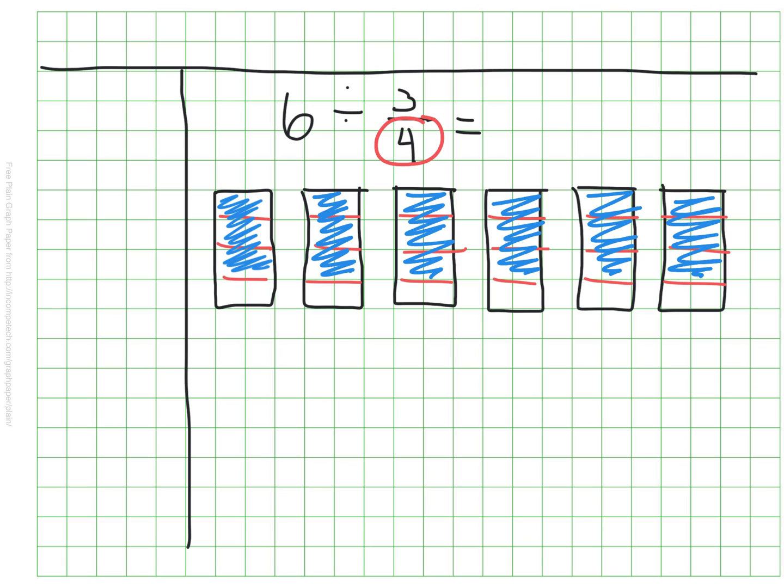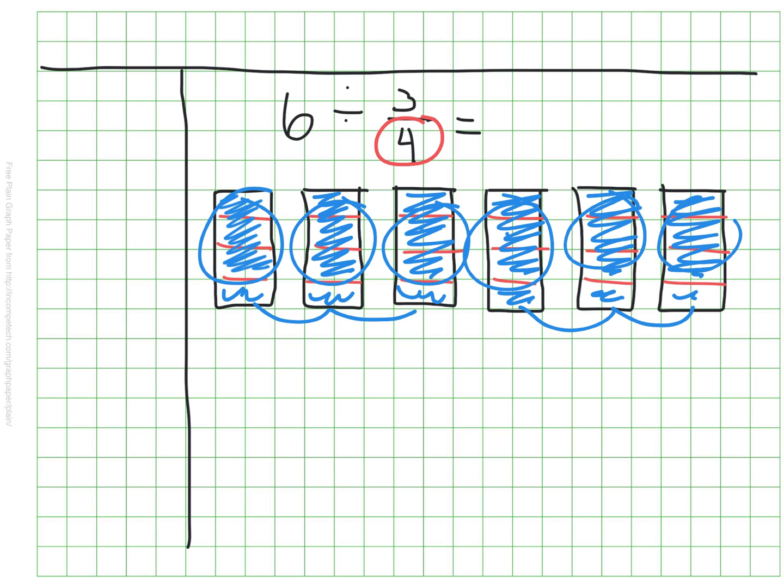However, I'm not quite done, right? I know that so far I have 1, 2, 3, 4, 5, 6 groups of 3/4, but I have some fourths left over. I have 1, 2, 3 more. This is another group. And I have 1, 2, 3 more. That's another group. Altogether, I had my original 6 groups of 3/4 plus these 2 more. Altogether, there were 8 groups of 3/4. I'm going to fill in the rest of my number sentence here. The quotient was 8. 6 divided by 3/4 is equal to 8.